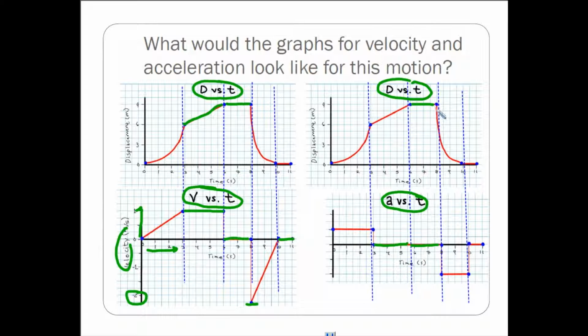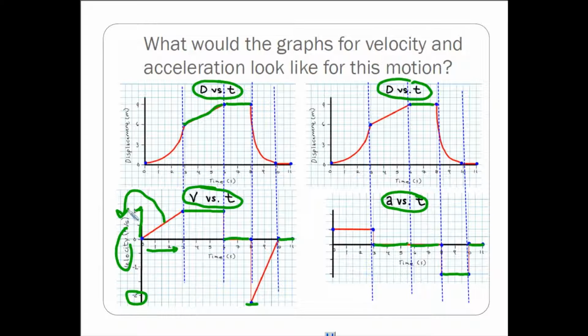From 8 to 10 seconds, I slam on the brakes and I return in the opposite direction. I'm still moving at a high speed, but I get slower and slower until I come to a stop. My acceleration in this case is constant and in the negative direction. And then from 10 to 11 seconds, well, I'm not moving, which means that my acceleration has a value of 0.